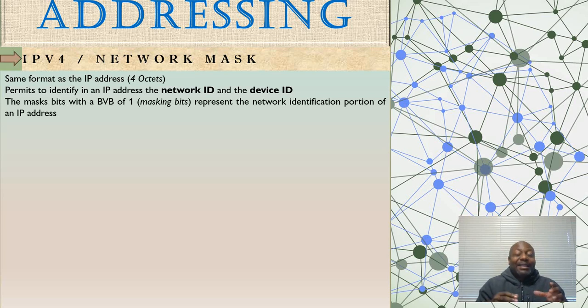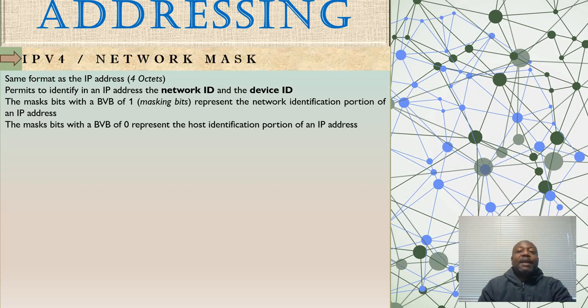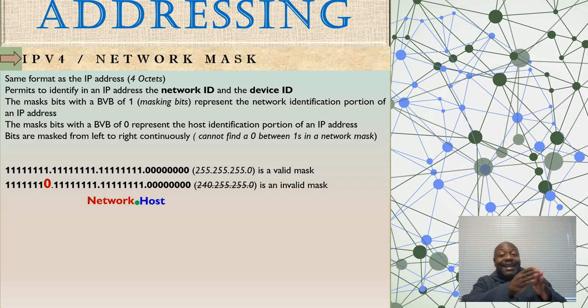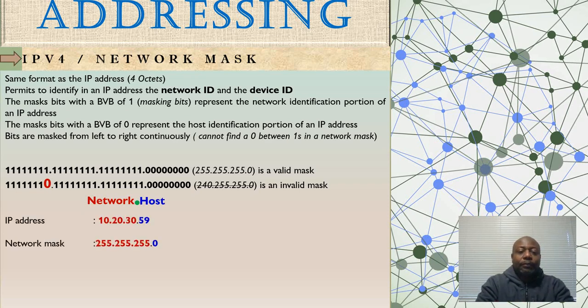We are going to mask the bits that represent the network by giving them a value of 1 in the equivalent position of the network mask, and the ones that represent the device are going to receive a 0 value in the network mask. We have to know that these bits have to be continuous. If you take the example of the masks there, the first one is valid because we have a set of 1s, then a set of 0s. We cannot have a 0 in between 1s. That's not going to work. That's an invalid format.